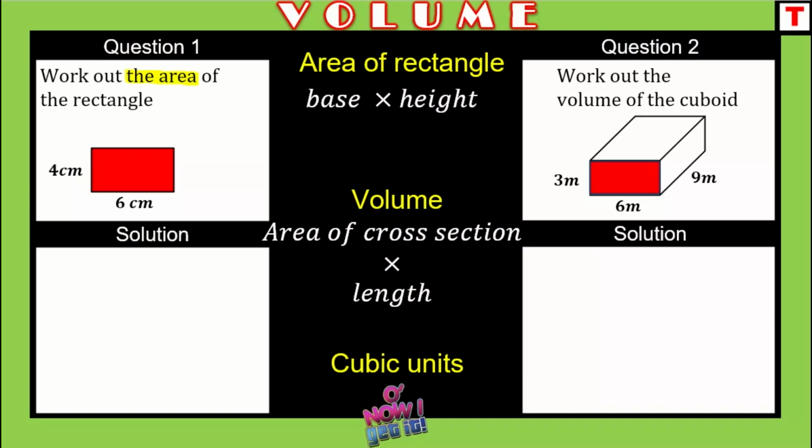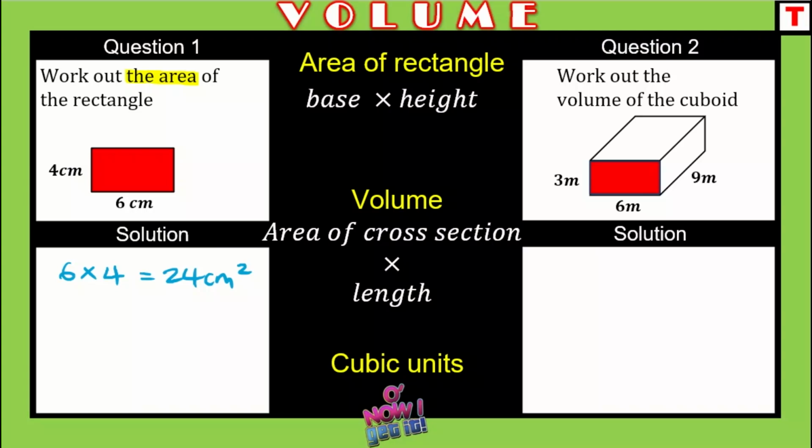Therefore, we can see that the formula for working with the area of a rectangle is just going to be the base multiplied by the height. So we're going to do 6 multiplied by 4, which is going to give us 24. So the unit that we're going to be working with here, we can see that centimeters is the unit. Therefore, this would need to be centimeter squared. So squared unit for area. And let's have a look at the second question.